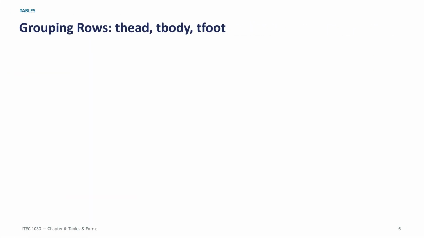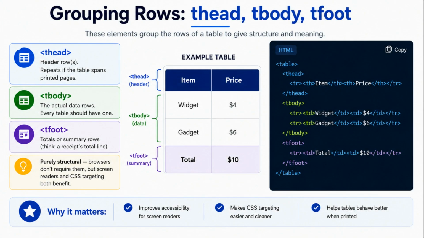are seeing. 3 grouping tags that add structure on top of the 4 basics. Thead holds the header rows, and repeats if a table spans printed pages. Tbody holds the actual data rows. Every table should have one. Tfoot holds totals or summary rows, like a receipt's total line.